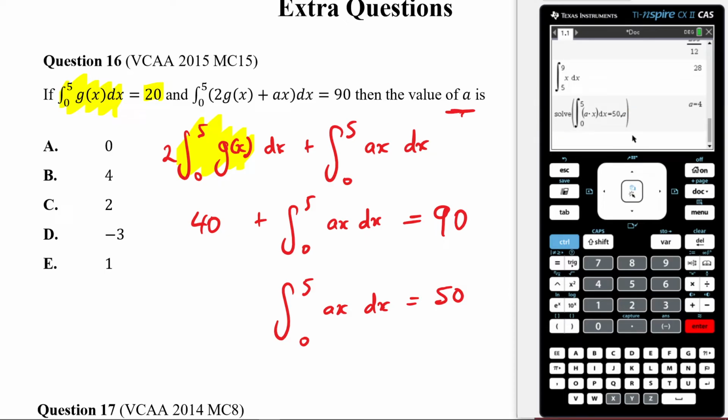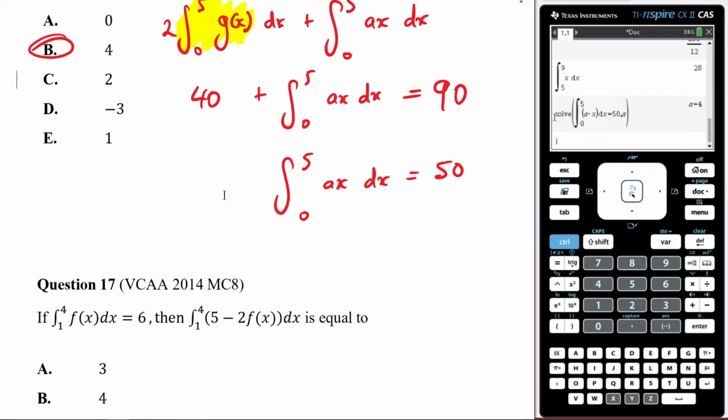All right, that should work. A is equal to 4. We did it. All right, perfect. So a is equal to 4 there. So my answer is B. All right, we keep moving.